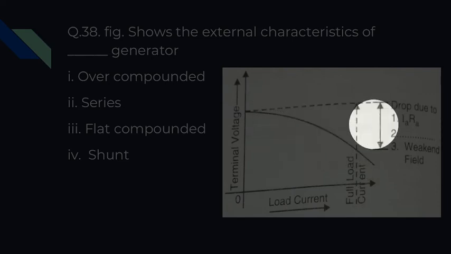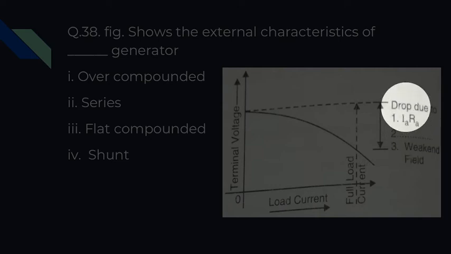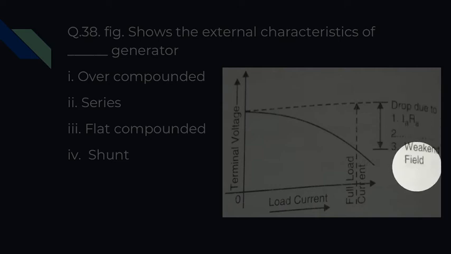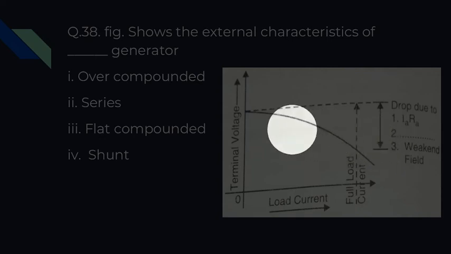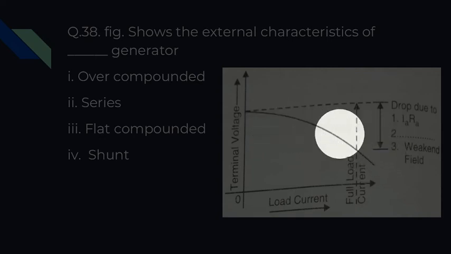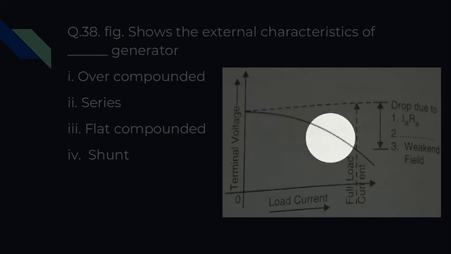This drop is because of some drops, which have been written as 1, 2, 3, and 2 is empty because we have another question related to point 2. IaRa is nothing more than the voltage drop in the armature, and then the weakened field. Because of the shunt field weakening there is a voltage drop here. Sorry, here itself I have answered you. This resembles the characteristics of a shunt field or shunt winding machine. So the answer for this question is option 4, that is shunt. It is giving information of a shunt generator because in a shunt generator the terminal voltage is going to reduce as the load increases, and it is reducing here.